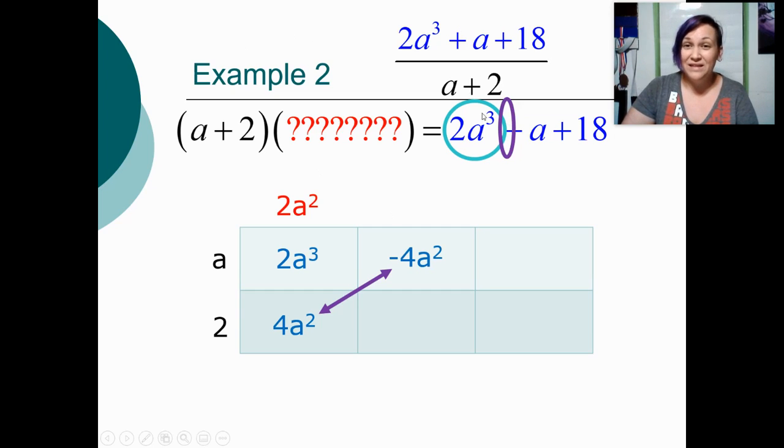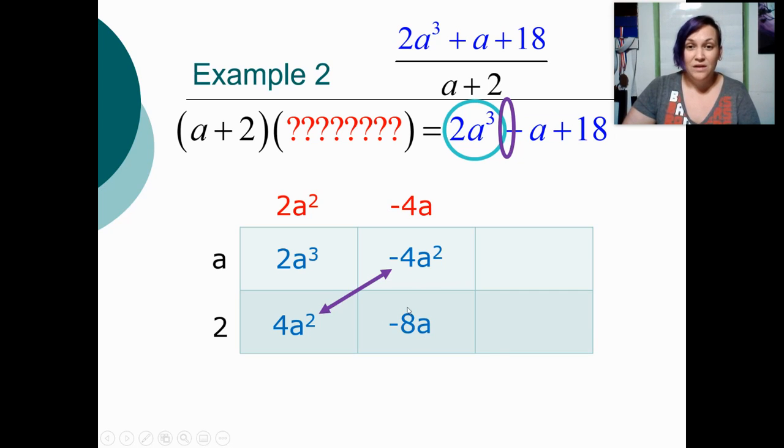So if you have a missing term, you need these two to cancel out. So I just made it a negative instead. That's because there was no a squared on the top of the fraction, okay? All right, a times negative 4a makes negative 4a squared, right? Descending order. Negative 4a times 2 makes negative 8a.